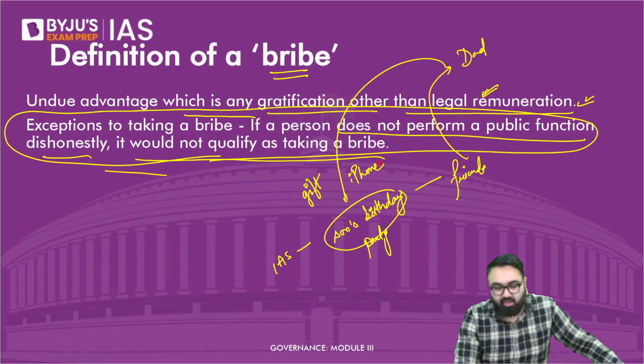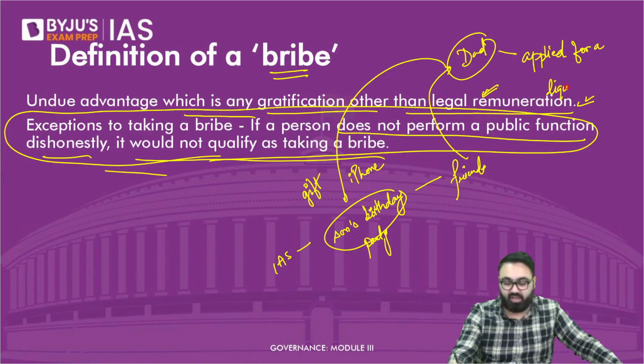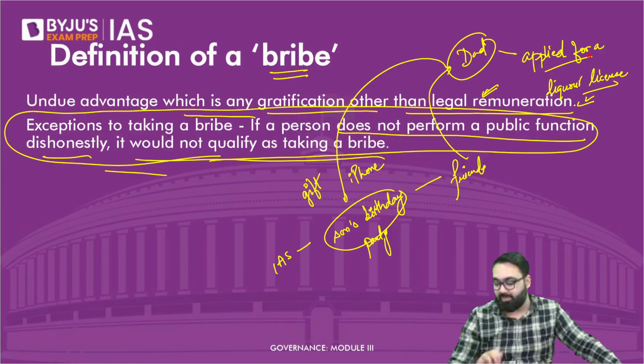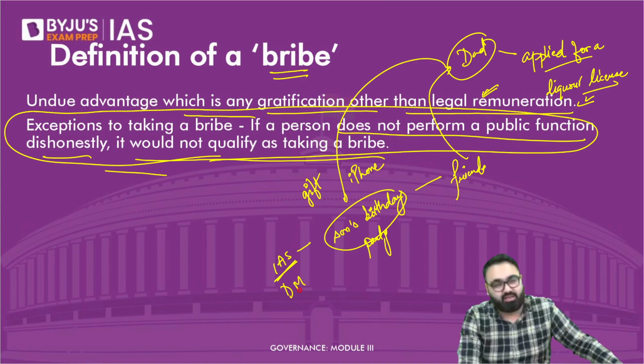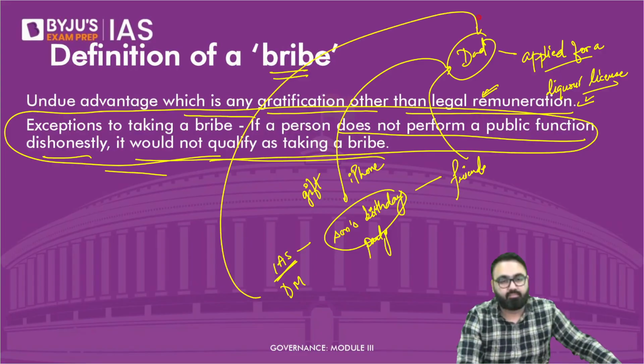A few days later, this person applied for a license, let's say a liquor license. In order to open an alcohol shop, you need a license, right? So he applied for a liquor license, and the DM, the IAS officer, will decide who will get the liquor license. So he decides to give the liquor license to this person.